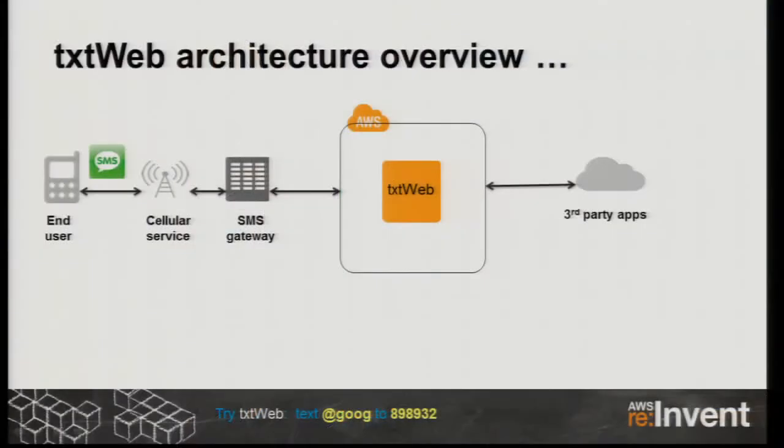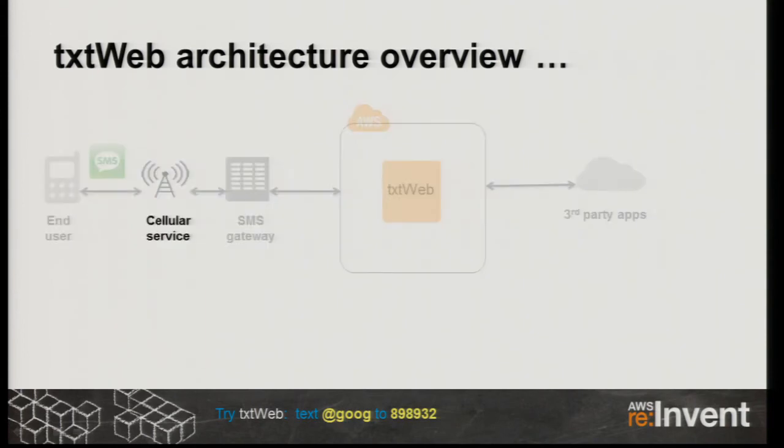So I'm just going to talk about the different architecture. What is generally the whole architecture of TextWeb? So when you send a text message, it goes to your cellular operator, and then from there it travels to the SMS aggregator or the SMS gateway, and from there it goes to our platform, which is hosted on AWS. And as I said, it's an application platform, so it makes a third-party call to applications which are hosted either in AWS or it could also be on the public internet.